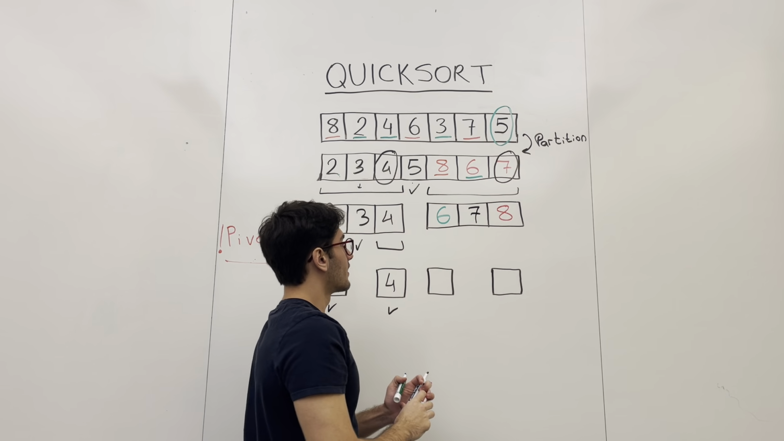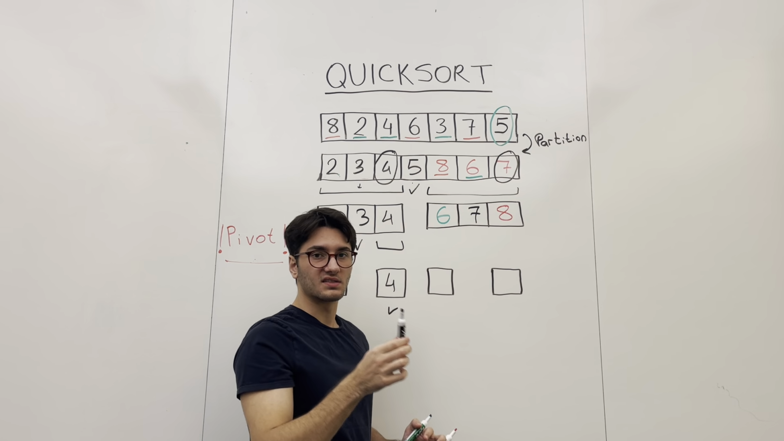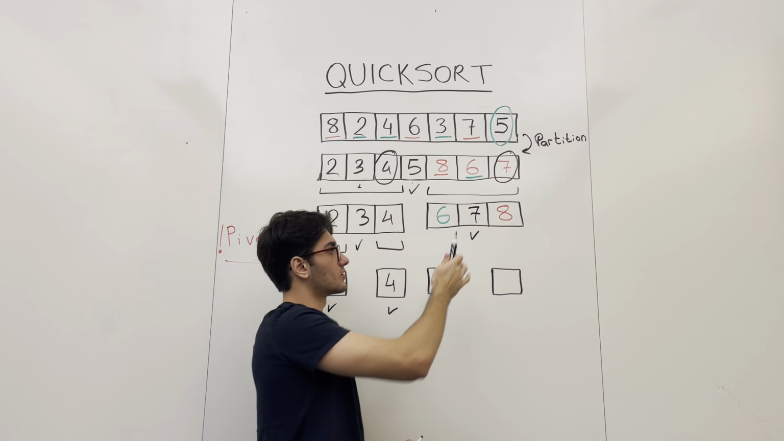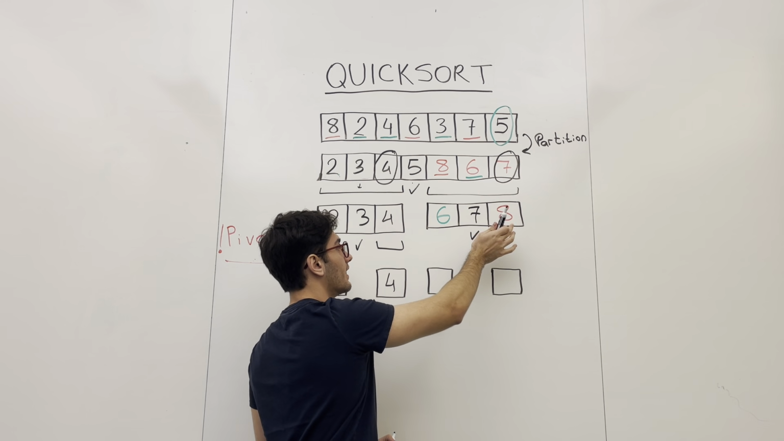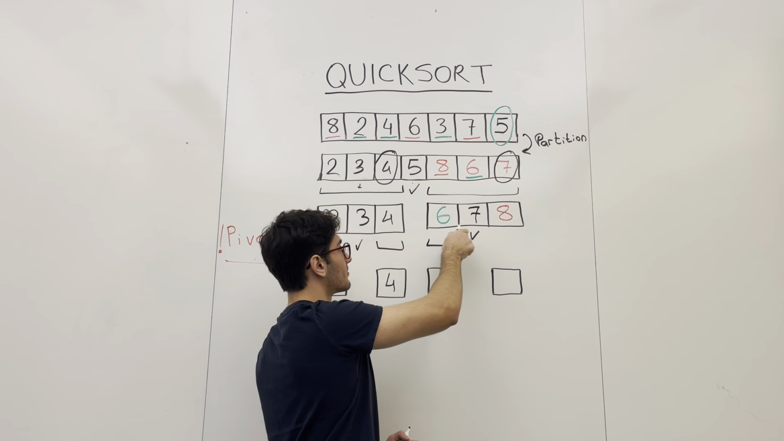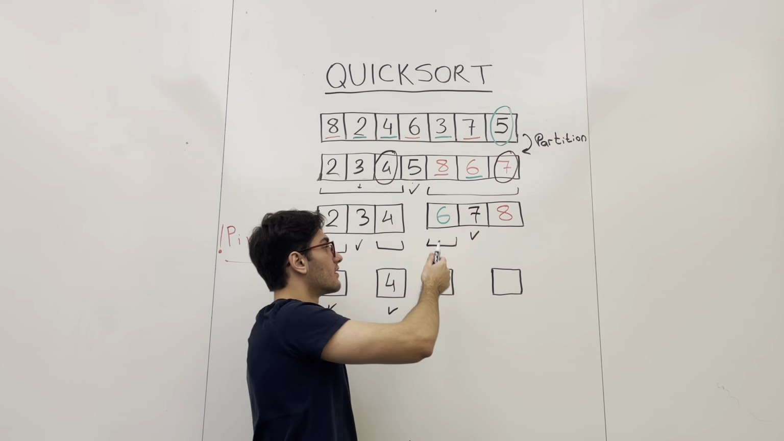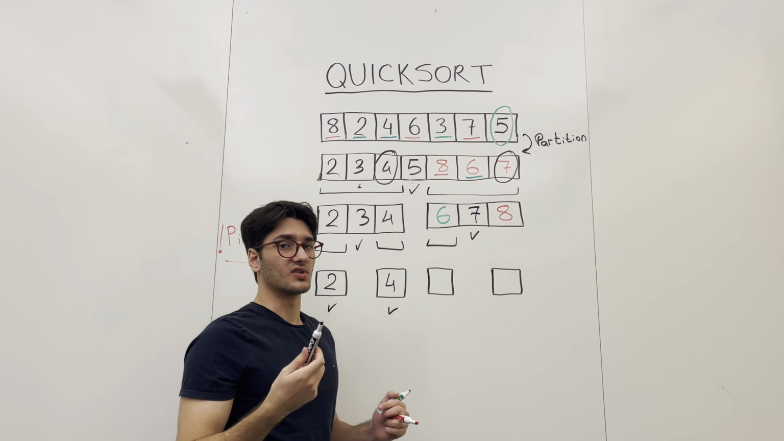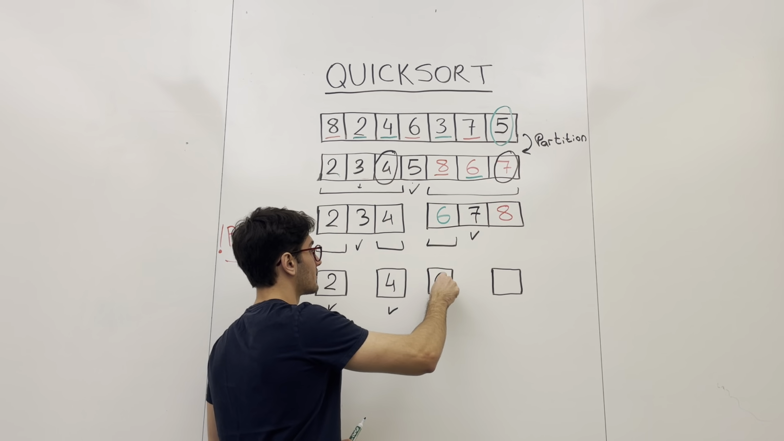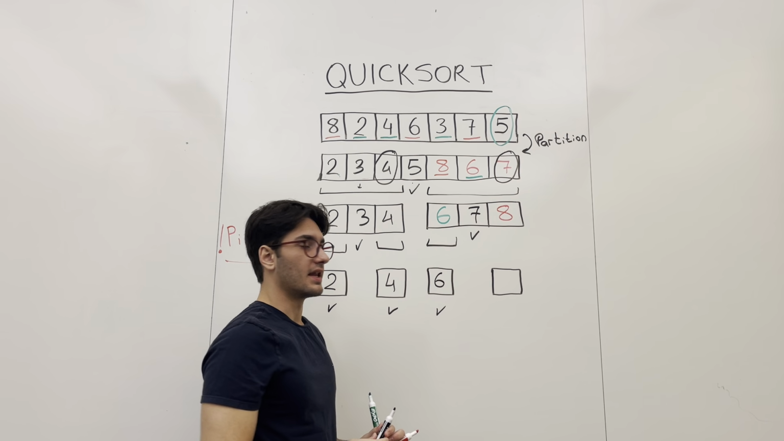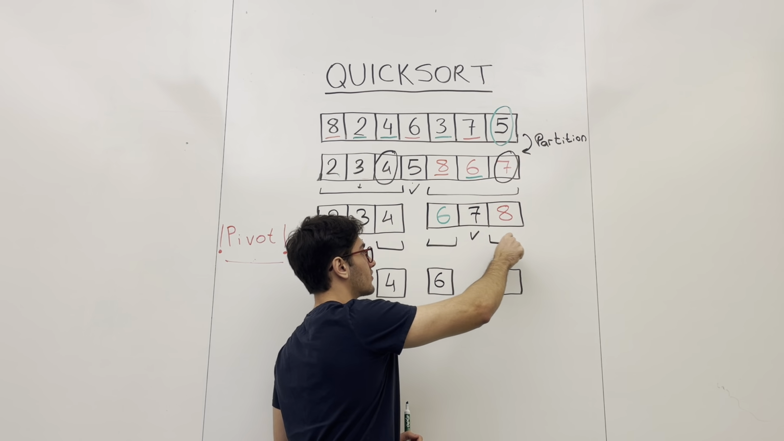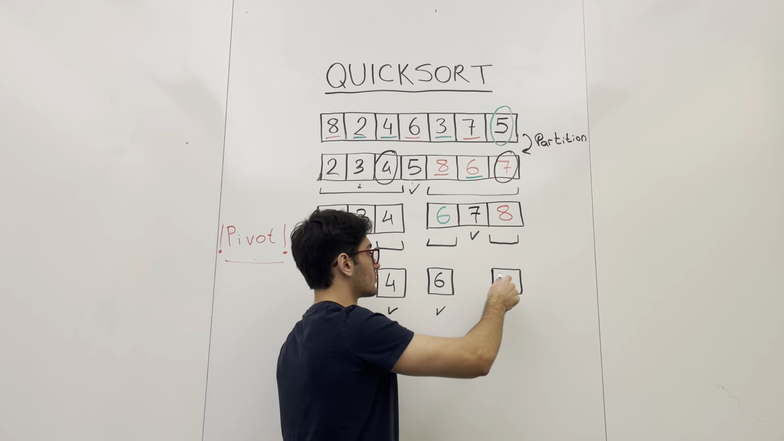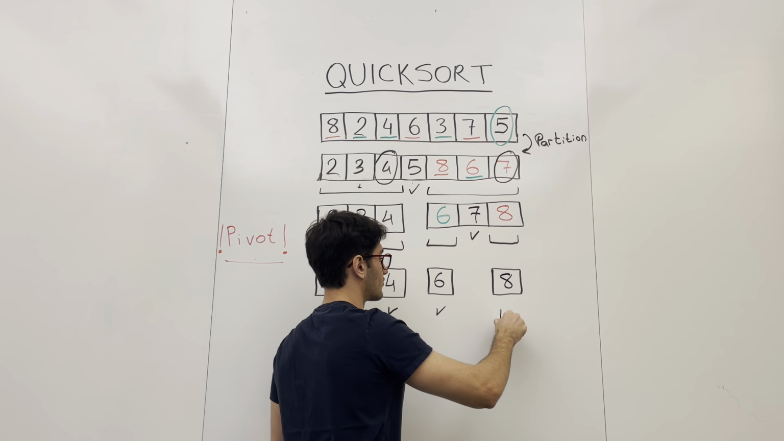So we can see that 7 is at the right spot, because all the elements to the left of it are smaller, and all the elements to the right of it are greater. And now we need to focus on the subarray to the left of 7, which is 6. Since 6 is a single element, and a single element is always sorted, we can just write 6 here and mark it as sorted. Now we focus on the subarray to the right of 7, which is 8. 8 is a single element, which is already sorted. So 8 is at the right spot.